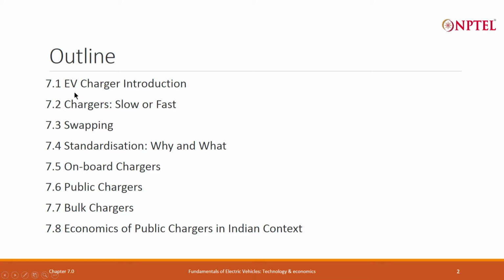We are going to do an introduction of EV charger, we will define what is called slow charger and fast charger, we will define swapping, we will talk about why standardization is required, charging standards. Then I will define what is called onboard chargers, a charger which is with the vehicle. There is a public charger which is sitting outside, I will define what is called bulk chargers, which is used in swapping. And then just like I did the economics of battery, we will do economics of public chargers in Indian context, again taking into account the interest rates. Once again you will find that if you do not take the interest rate, you get one result, you take the interest rate, results change completely.